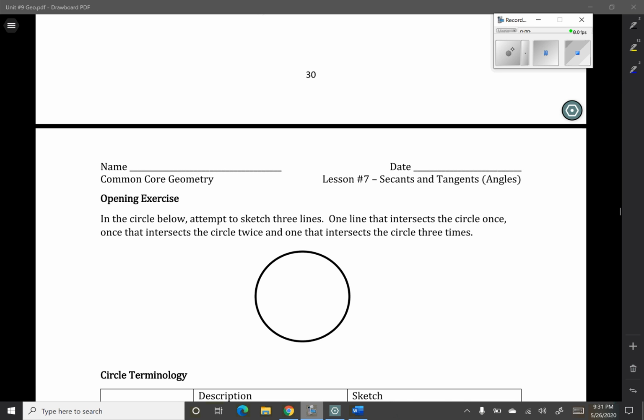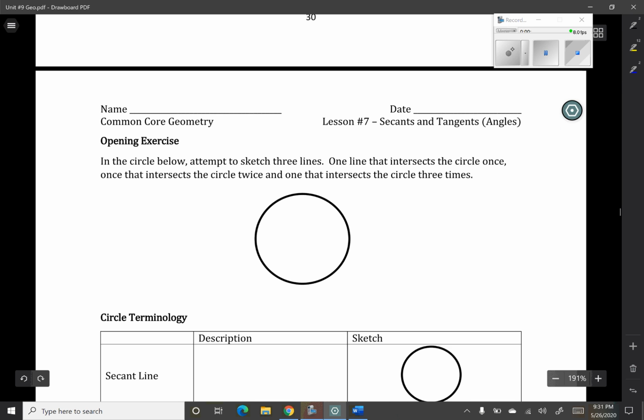So it says in a circle, attempt to draw and sketch 3 lines, one line that intersects a circle once, one line that intersects a circle twice, and a line that intersects a circle 3 times. See if you can do this. Take a moment, pause the video, and see how you do. All right, so welcome back. Hopefully you tried it on your own.